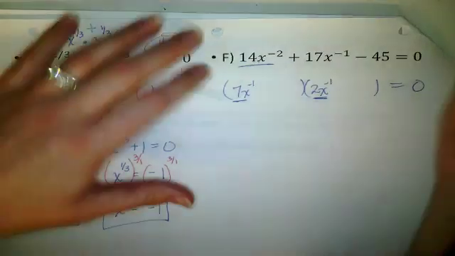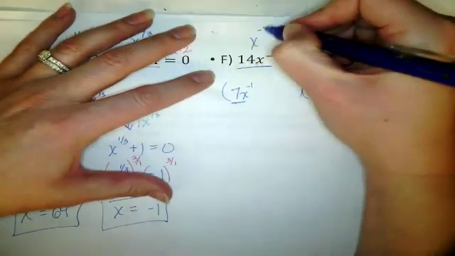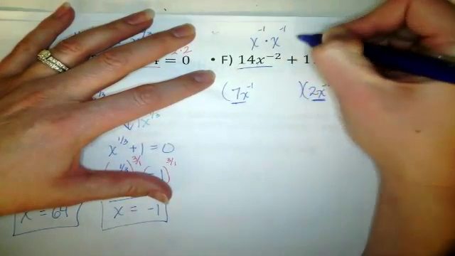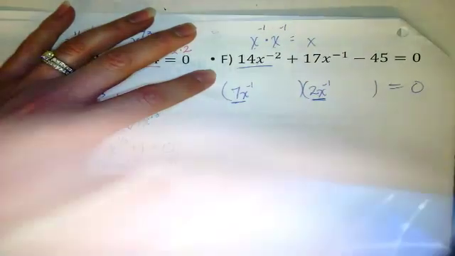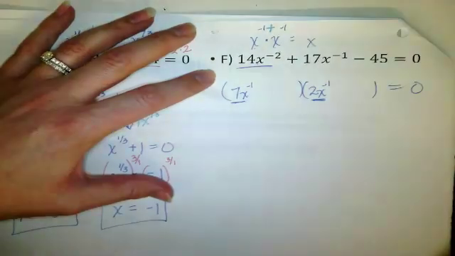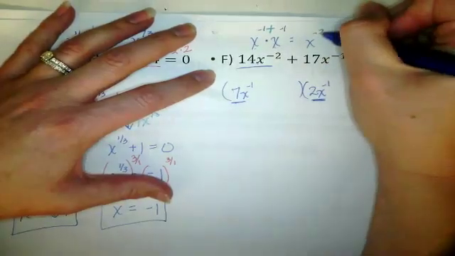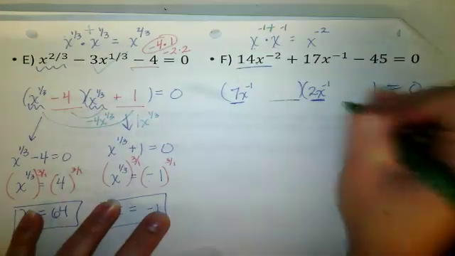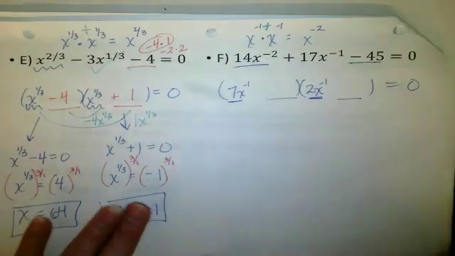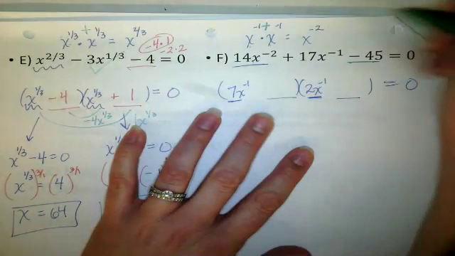Why does that work? X to the -1 times x to the -1. They have the same base, and you add those exponents together. So -1 and -1 is where that -2 comes from. All right. That gets us our first term. Last times last has to be -45. What times what is -45?